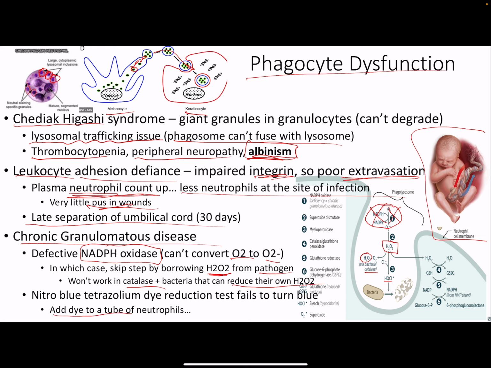So you can add a dye to a tube of neutrophils. This is the nitroblue tetrazolium test, and this dye should turn blue in response to this whole process. And basically, if you have chronic granulomatous disease, then you can't. It's not going to turn blue. You're not going to have a color change.